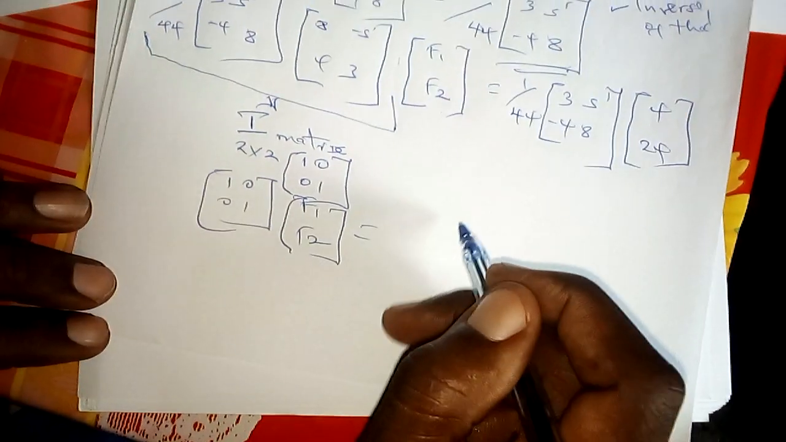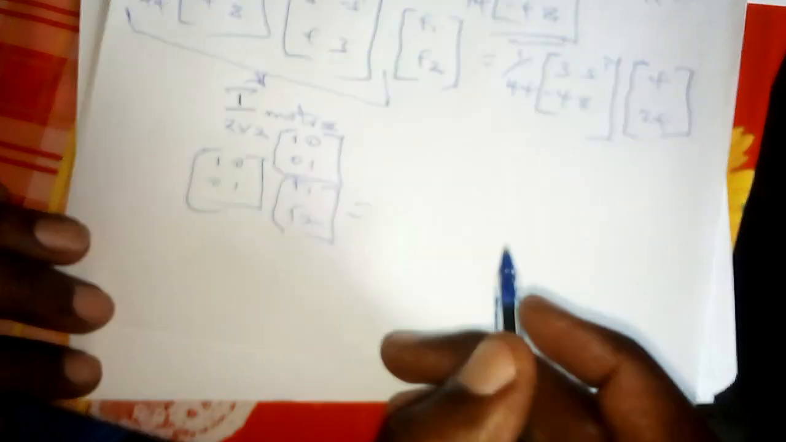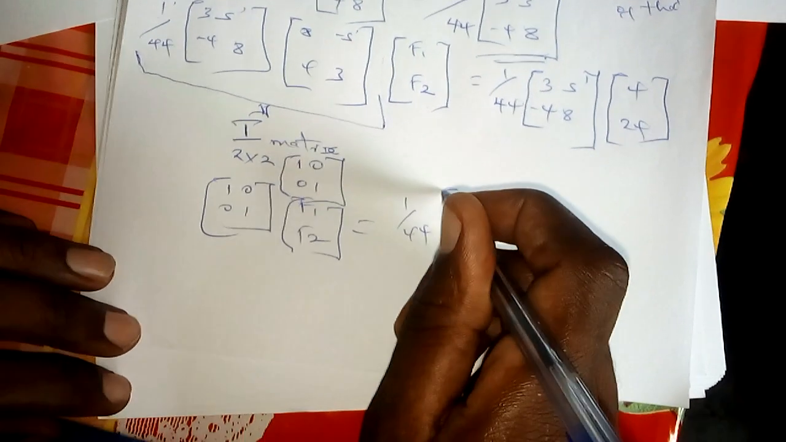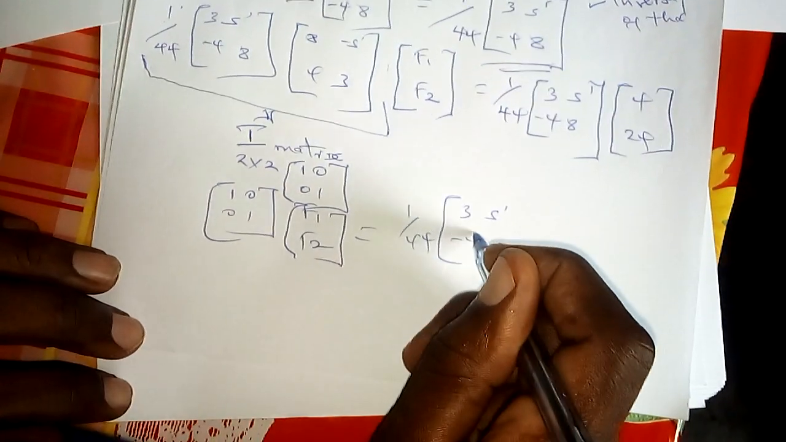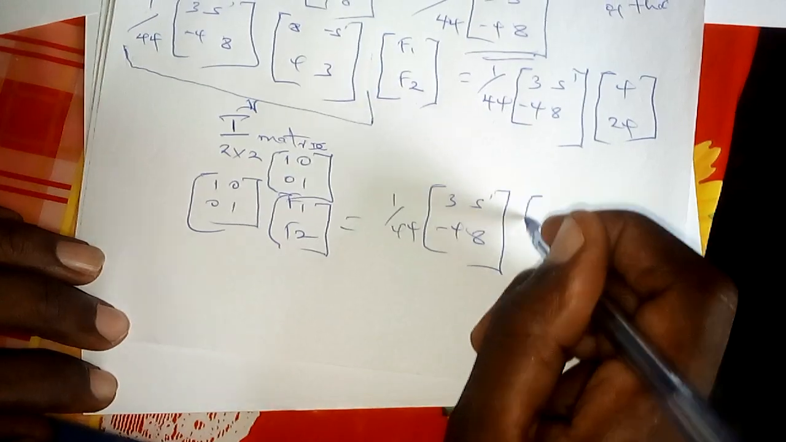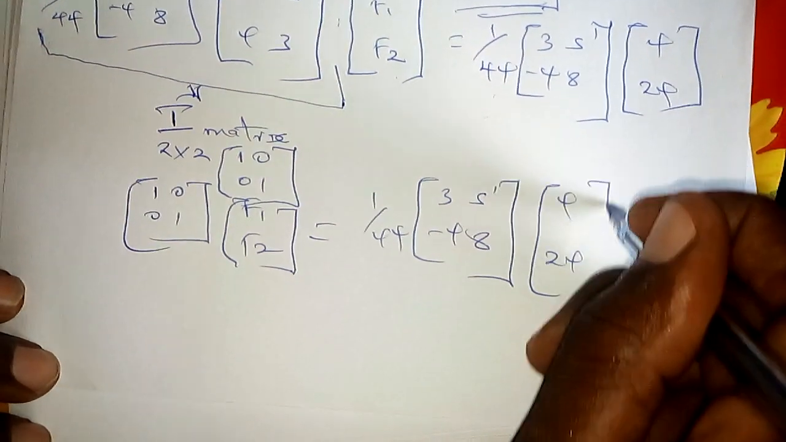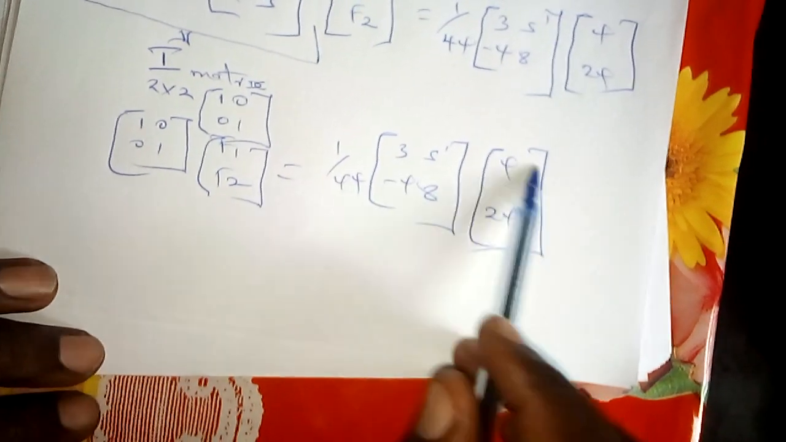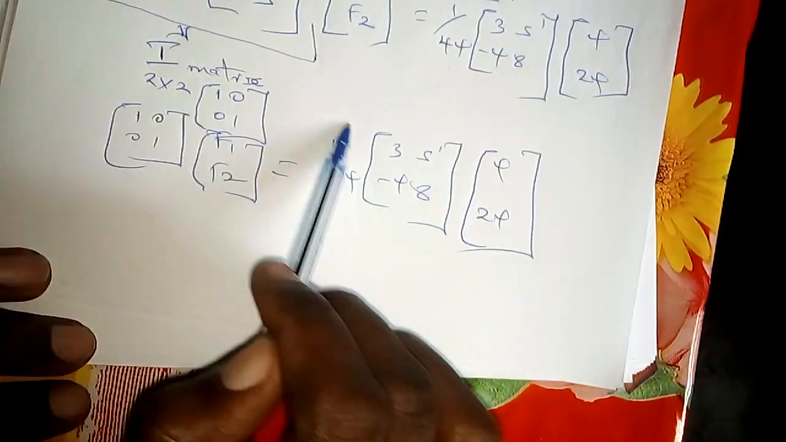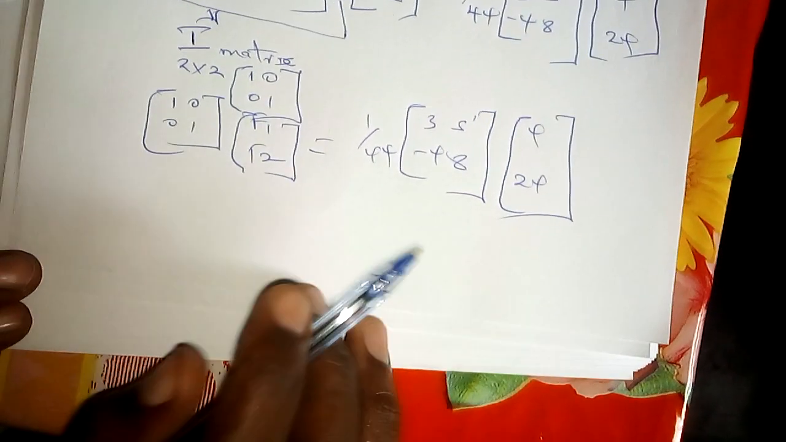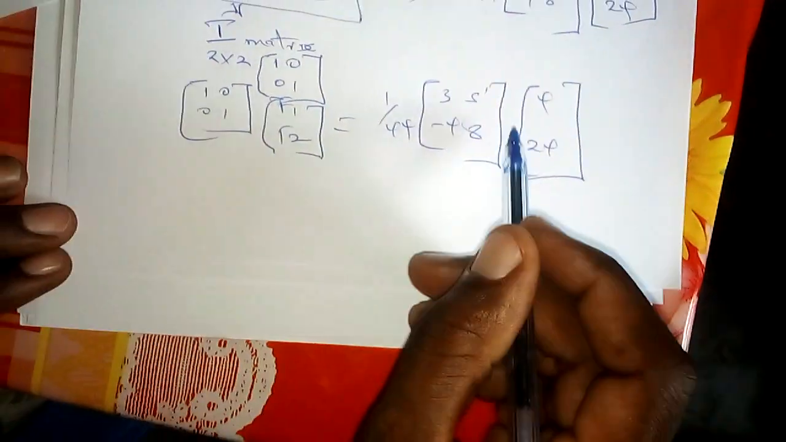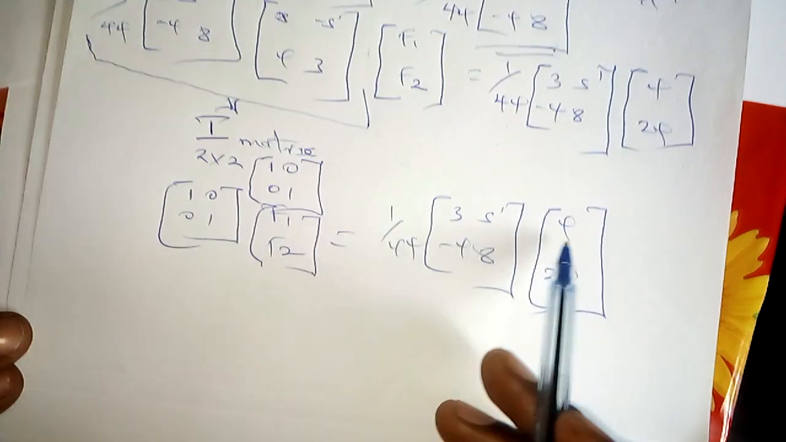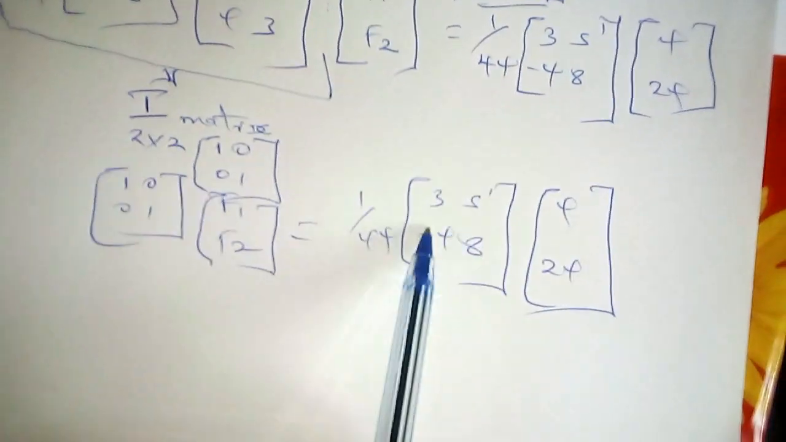We deal with the right hand side, RHS: 1/4, then the matrix 3, 5, negative 4, 8, times 4, 24. Here again, you tackle the bracket first before you link with this determinant. So with this fraction, there is now an operation of matrix. Now let us multiply this matrix.